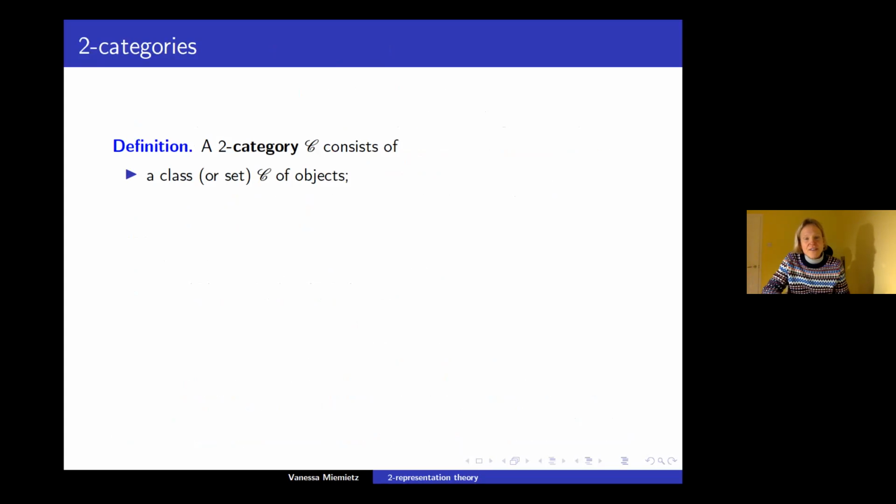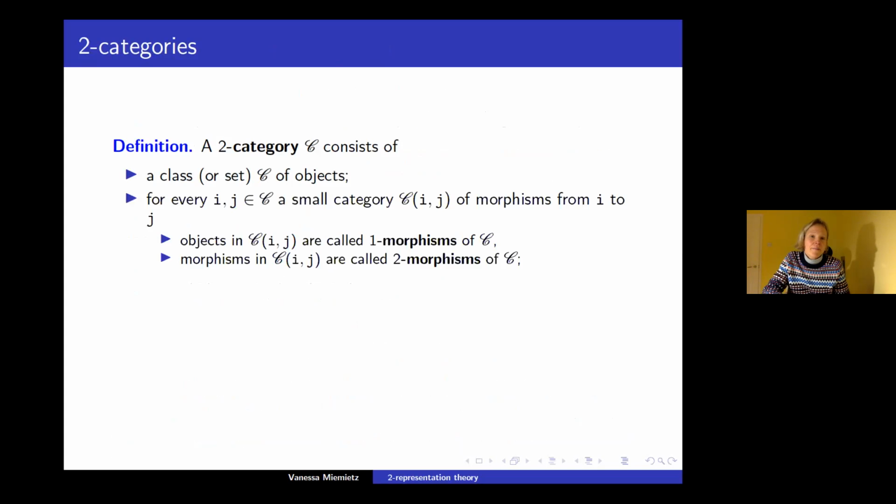So this consists of a class, or if we're lucky, it's a set, but that bit could be a class of objects. Then for every pair of objects, we now have a category of morphisms. So rather than just having a vector space of morphisms, we now have a category of morphisms. So that is objects, which are called 1-morphisms, and morphisms, which are called 2-morphisms. And of course, since this is a category, we can compose such 2-morphisms, and we have identity 2-morphisms, and so on and so forth.